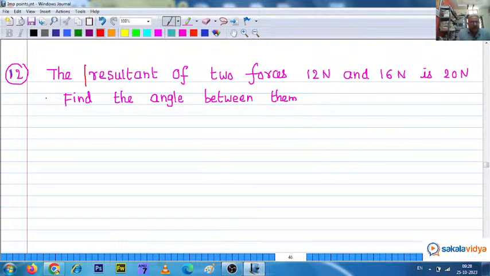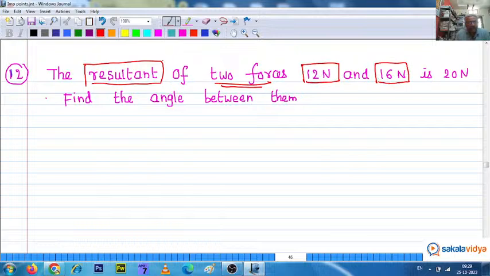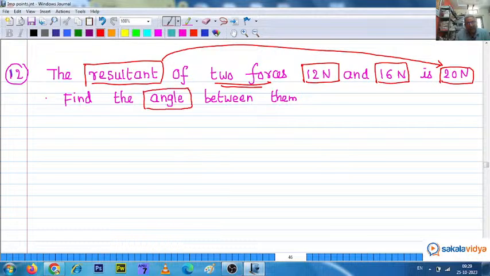So that means the resultant of the two forces, 12 newtons and 16 newtons, is equal to 20 newtons. Now we need to find the angle between them. How to proceed with this problem?